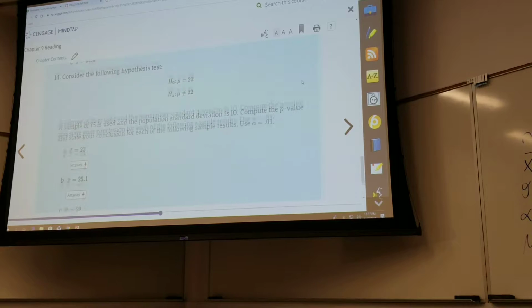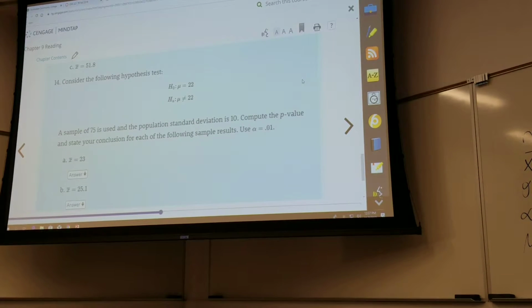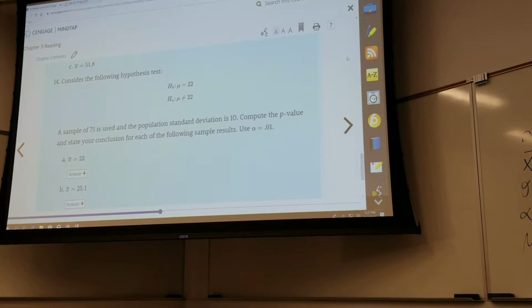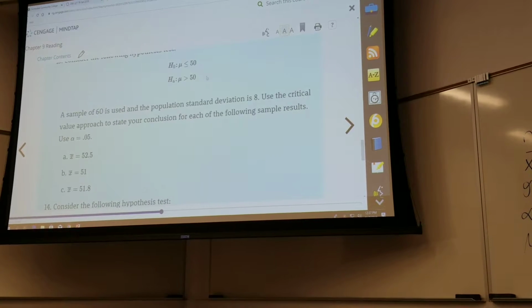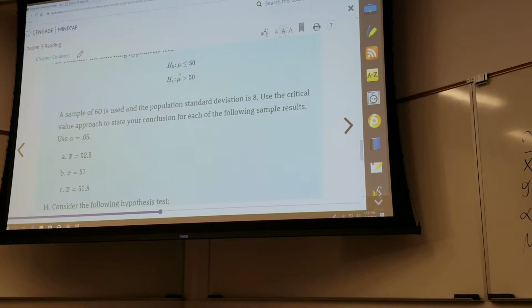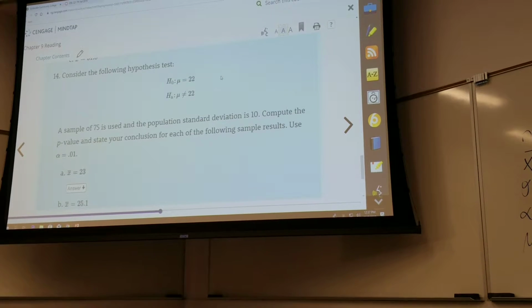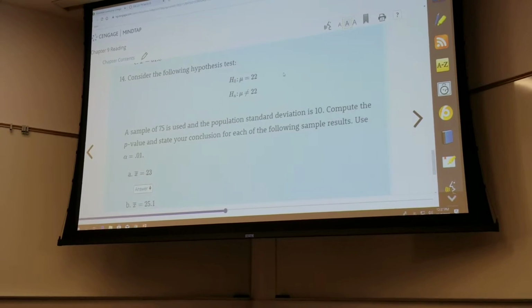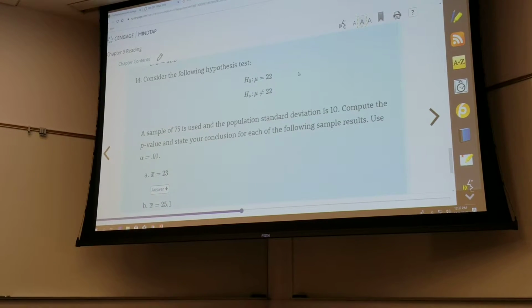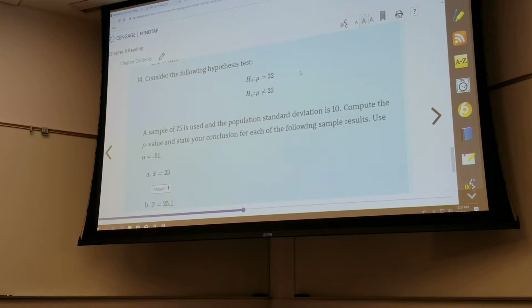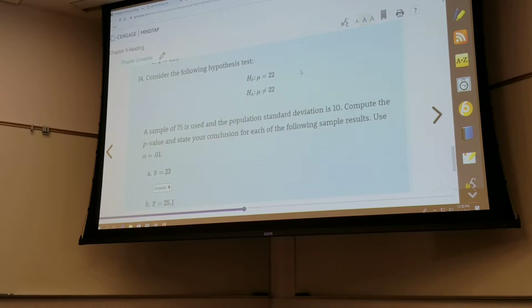No, you're probably asleep. All right, so here it says, consider the following hypotheses test. Is this a one or a two-tailed test? Two. Okay, so it says, the null says mu equals 22, and the alternative is mu is not 22.